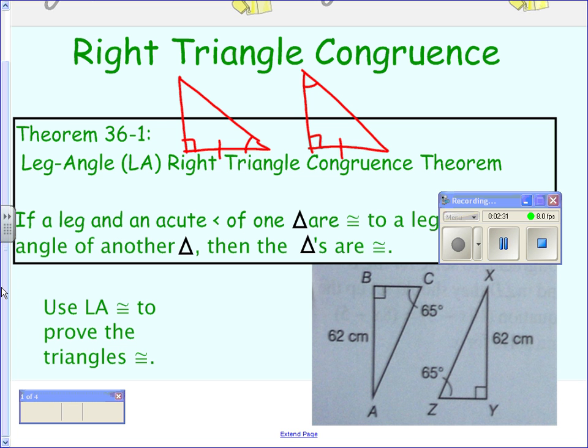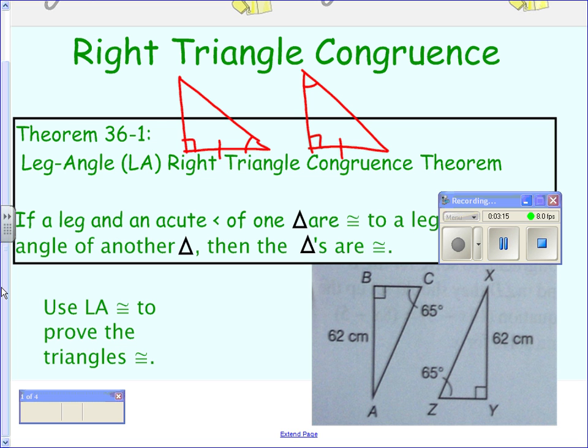It wants you to use the leg, angle, right triangle congruence theorem to prove the two triangles are congruent. So basically, just explain how you know that the two triangles are congruent. They tell us that leg AB and XY are congruent. And they tell us angle C and angle Z are congruent. What other thing do they tell us? The two triangles are right triangles. So given those three pieces of information, what do we know?